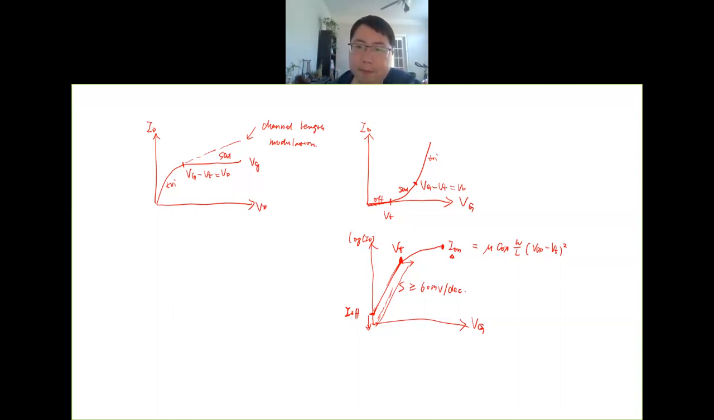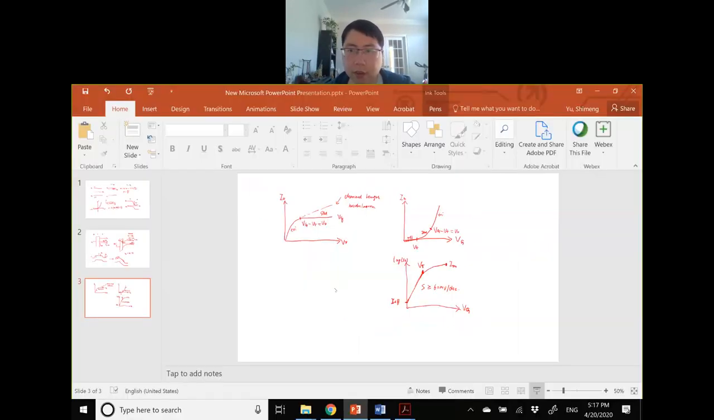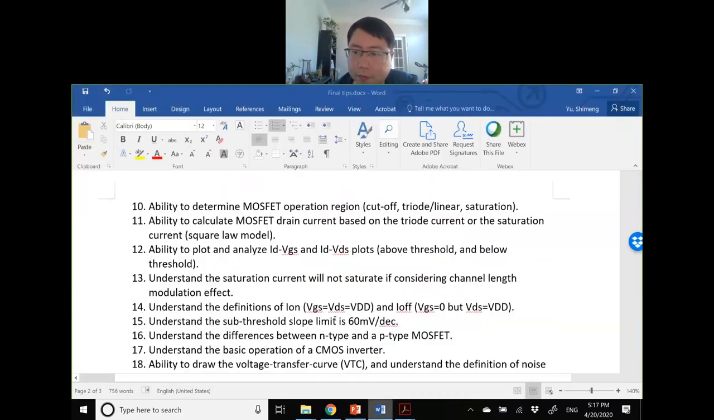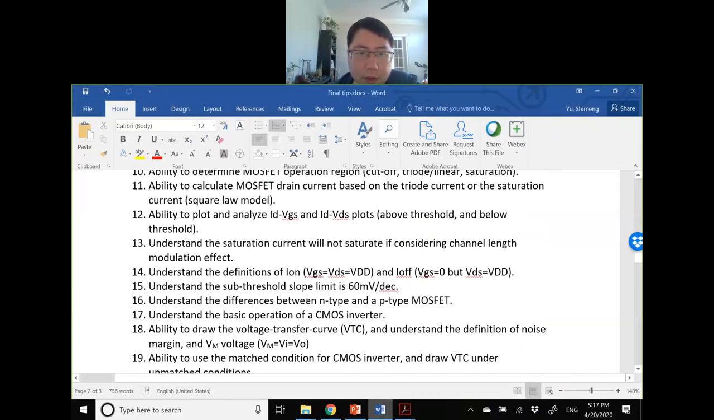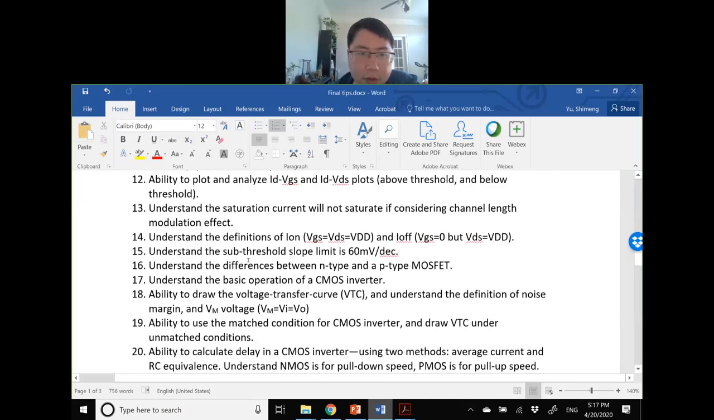Okay. So this is the IV, and then we discuss this subthreshold slope. On current is saturation current, yes.